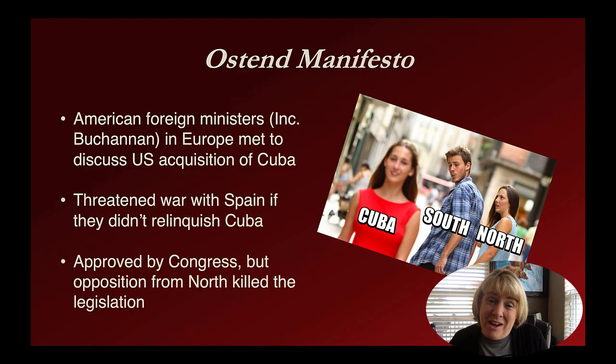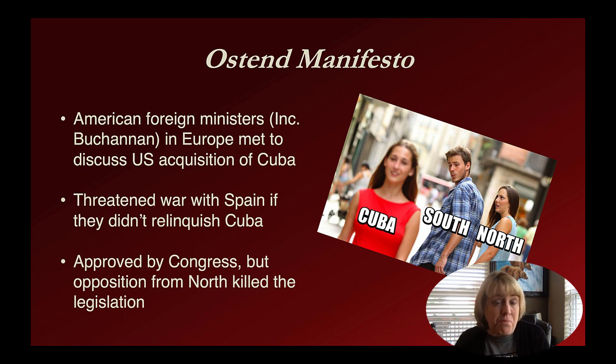Along about the same time, in 1854, the South is looking for other opportunities to expand. The Ostend Manifesto is going to be drafted, and what this is going to talk about is the benefits of annexing Cuba into the United States. Within the manifesto, there is going to be a threat of war with Spain should they not approve the transfer of Cuba to the U.S.